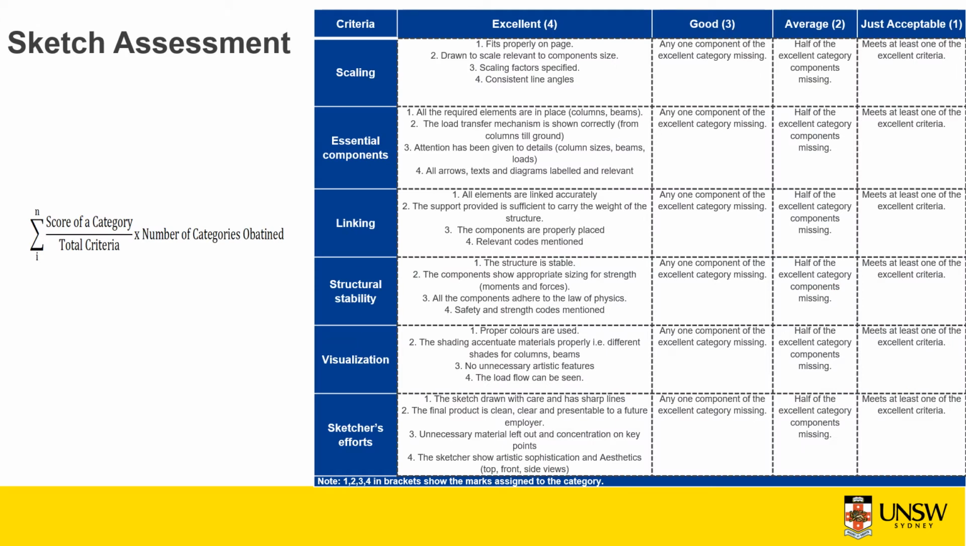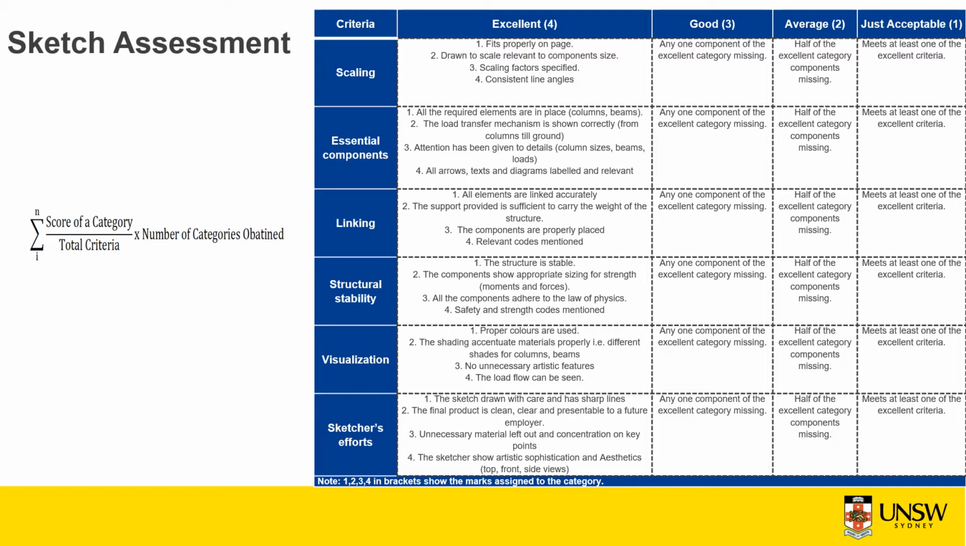To assess the students' sketches, we developed this criteria where the score of a category divided by the total criteria into the number of categories obtained gives us the sketch marks. So the criteria are over here: the scaling, the essential components, linking, structural stability, visualization, and the sketches' efforts. And these are the scores which are assigned based on these criteria.